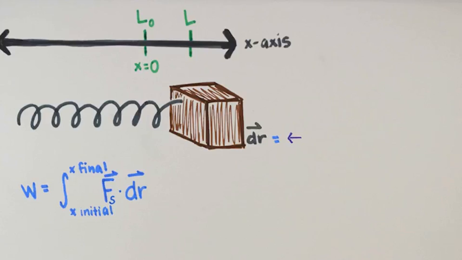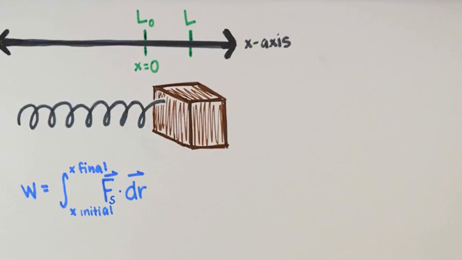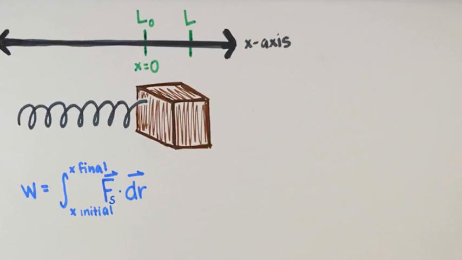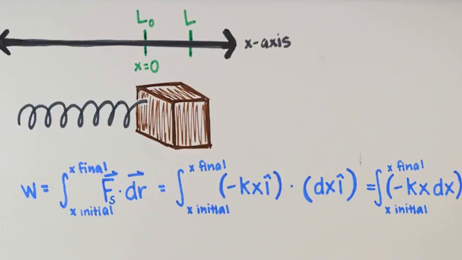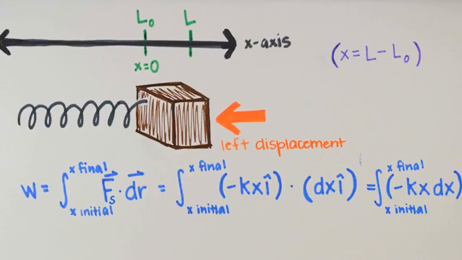Let's choose our origin such that x equals 0 corresponds to the block's position where the spring is at its relaxed length, L0. Then we can write F_s as minus kx, where x is equal to L, the spring's length, minus L0, the relaxed length. Notice that in this problem, the displacement is always to the left, and that the force at the start points to the left too. So the spring force does positive work at first. It transfers energy into the block, which is our system.